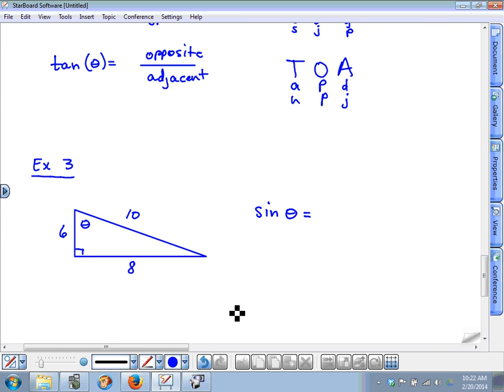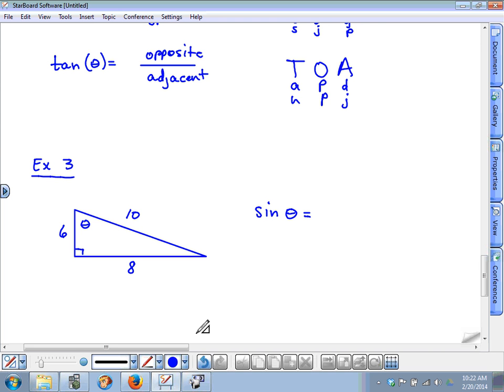Tell me what the sine of theta is. First, you have to remember the definition of sine. What's the definition of sine? It's opposite over hypotenuse. So now you just have to figure out what the opposite length is and what the hypotenuse length is. Simplify the fraction, but leave it as a fraction.